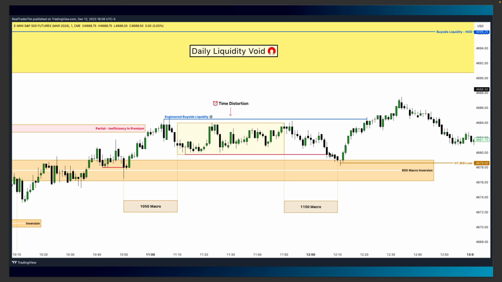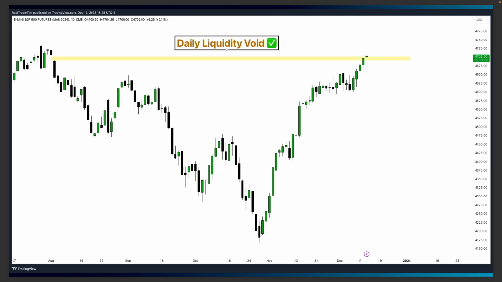We immediately start seeing these premium PD arrays fail. This SIBI here, this bearish order block, we're attacking that engineered buy side liquidity, which we would expect because this 850 macro still is offering support, and we're tapping into that 1 hour key reference point. And to bring it all together, we did in fact continue higher and complete the fill of that daily liquidity void, as you can see here.